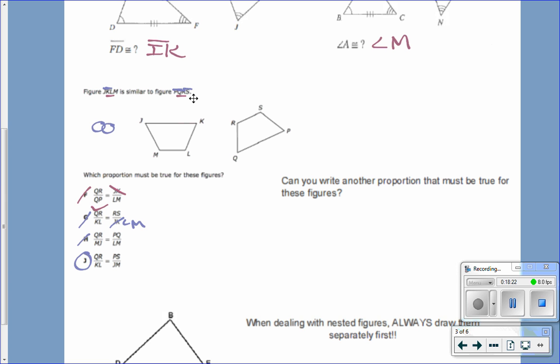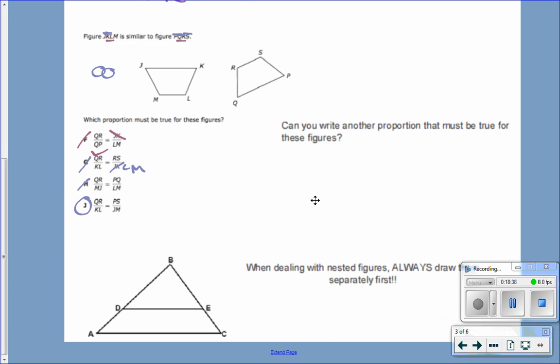Okay, so with your table, what I want you to do, right here it says, can you write another proportion that must be true for these figures? Write one proportion with your table, and then once you have it, I want you to come write it up in the space. So the first 2 to 3 tables come write them.